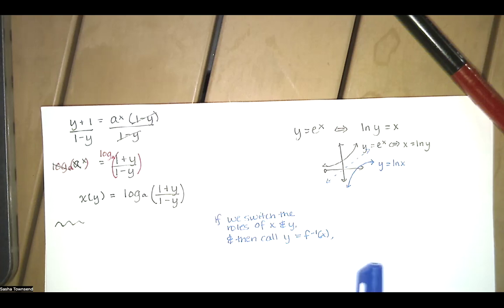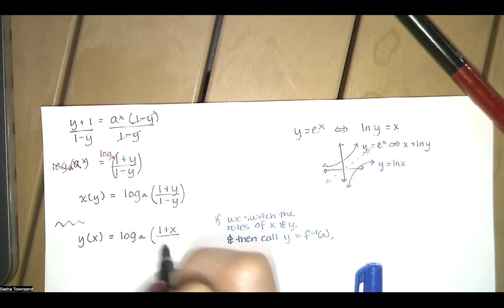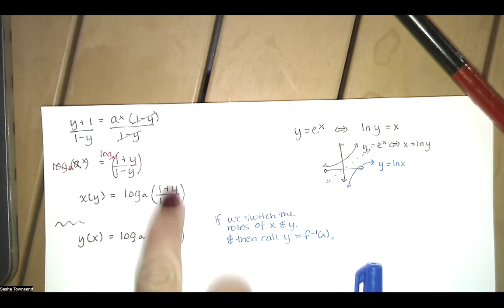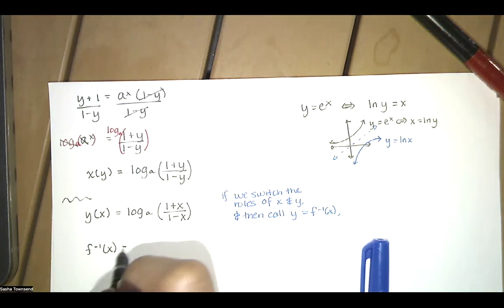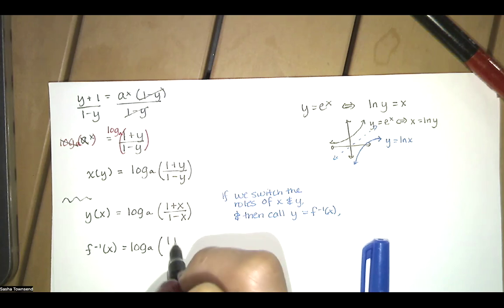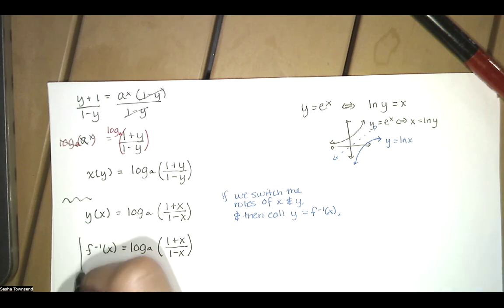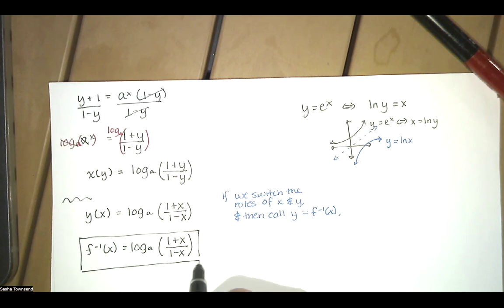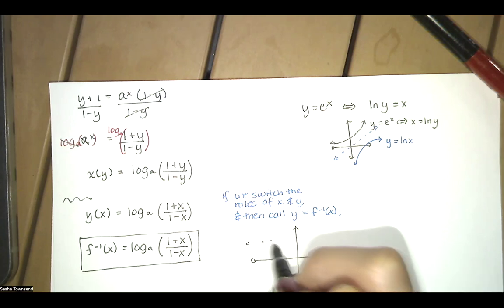If I switch the roles of x and y now, so instead of having x as a function of y, I have y as a function of x equals log base a of 1 plus x divided by 1 minus x. So I'm replacing all my y's with x's, and I'm replacing all my x's with y's. This y is not the same as the original y. This y is actually f inverse. So we're going to call this f inverse of x equals log base a of 1 plus x divided by 1 minus x. Now, that is our inverse function. You might say, well, what does it look like? Well, remember that f of x, let's just say that a is greater than 1.